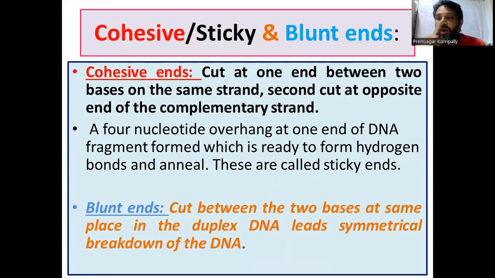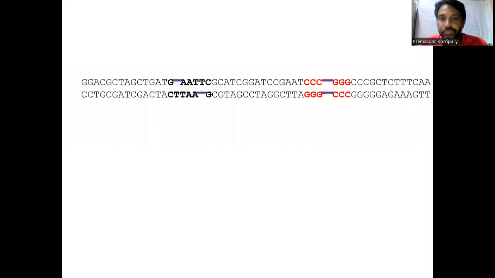We'll see how they are formed in the next slide. This is the linear DNA, which has two restriction sites. One is EcoR1, this is a restriction site, and this is a SmaI restriction site. So here I'm showing the phosphodiester bond. This is one of the phosphodiester bonds.